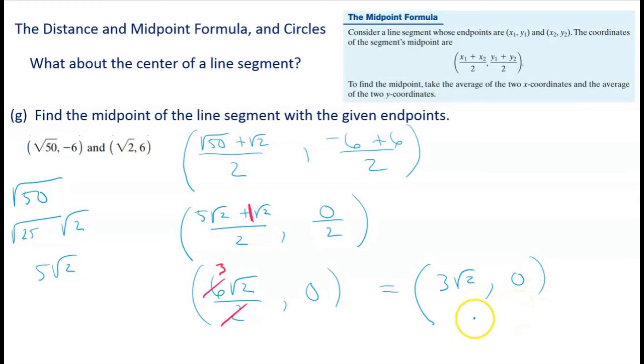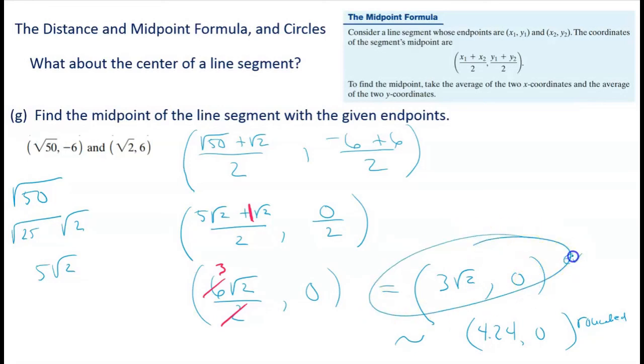And you might be thinking, if I've got to plot that, I have no idea where that is. So just type in 3 times the square root of 2 in your calculator. And I'm doing that right now. And that gives me 4.24 if I round to 2 decimal places. 4.24 comma 0. Now remember, this is rounded. Unless you're asked to round, you don't round. Okay, but if you need to know where that is on an XY axis, you might want to round it. So this is the exact answer. And of course, there's your rounded answer.